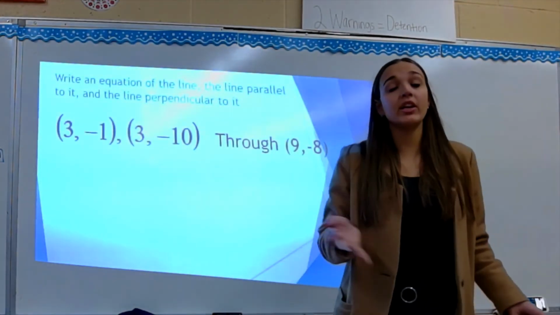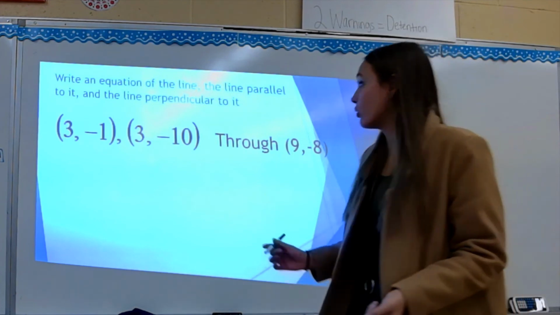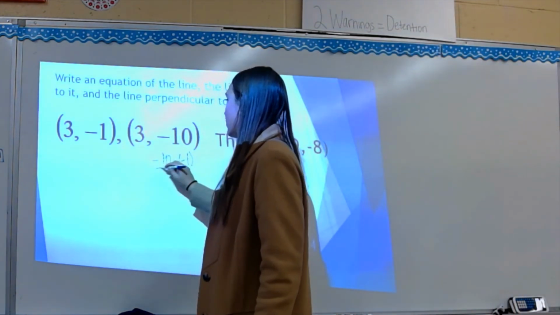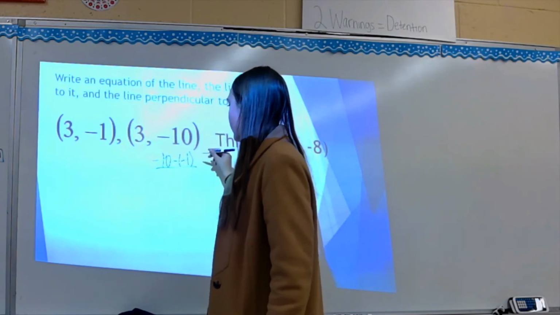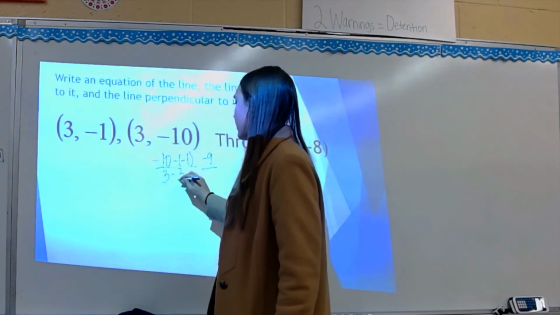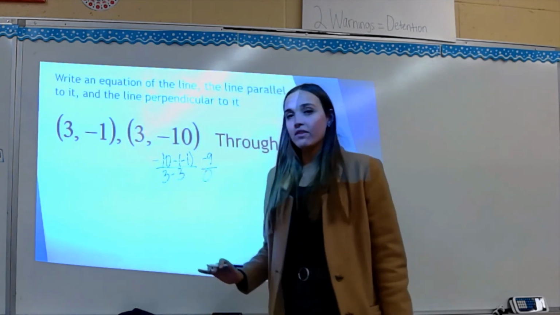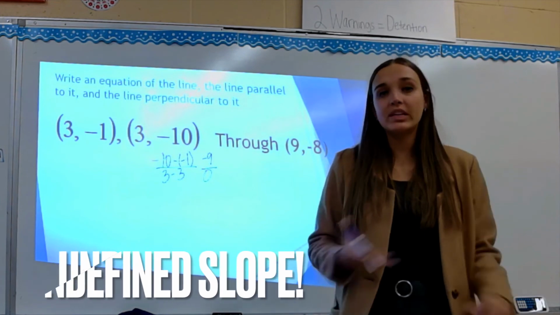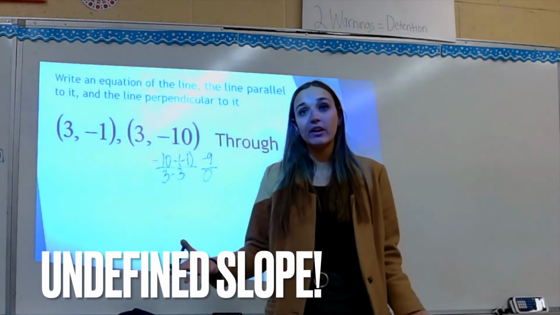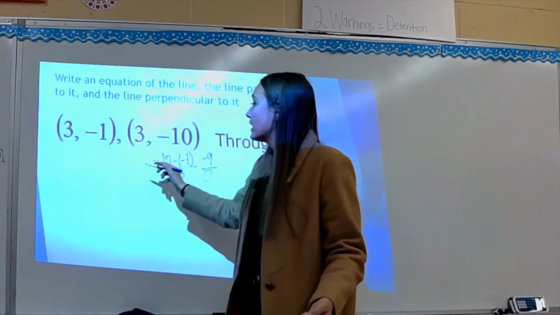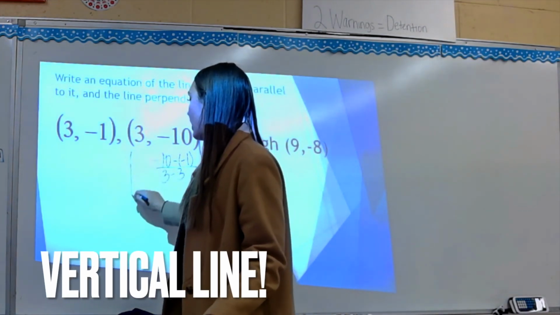Now we have this problem, like always, our first step is to find the slope. So I got negative 10 minus a negative 1 gives me negative 9 over 3 minus 3 gives me 0. If I have negative 9 divided by 0, put that in my calculator, I get an undefined slope. That doesn't mean we can't continue the problem. A lot of people think, oh, undefined, I'm done. No, undefined slope is a vertical line.